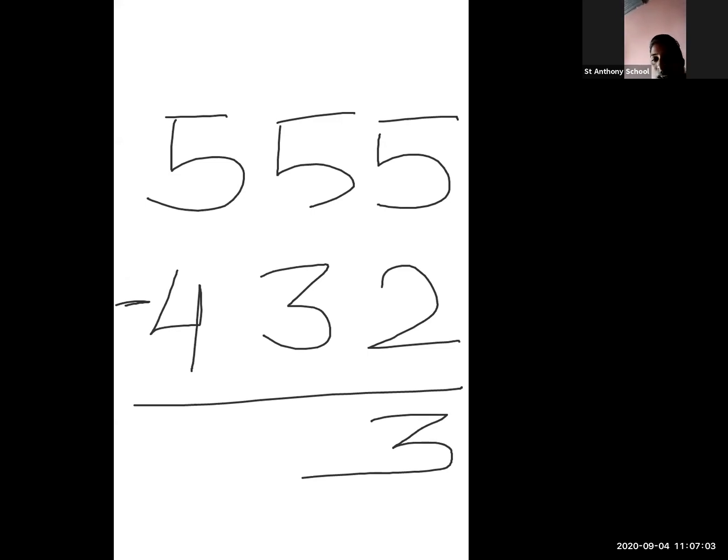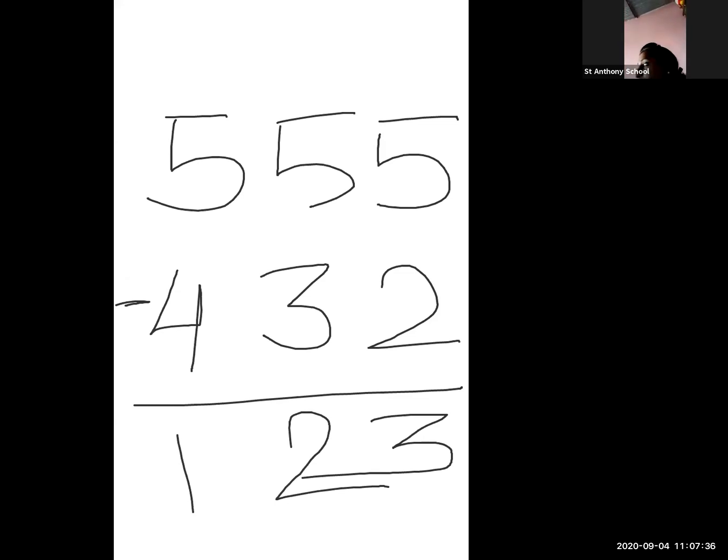Yes, 5 minus 3. Good. It's a 2. 5 minus 4. Yes, give me the answer. 5 minus 4. The answer is 1. So the total full answer is 123. Okay. Yes. Good. Total answer is what? Full answer is 123.